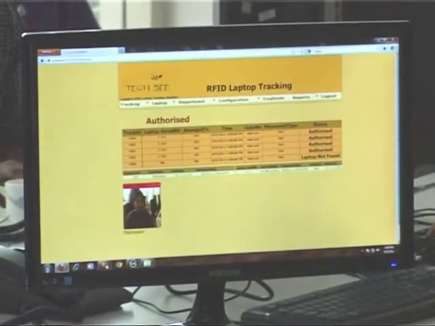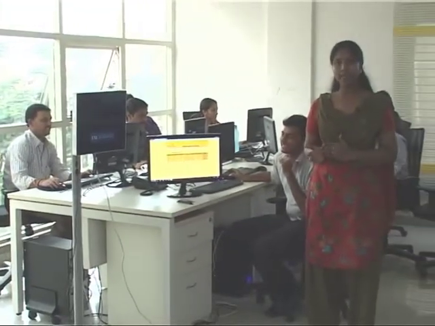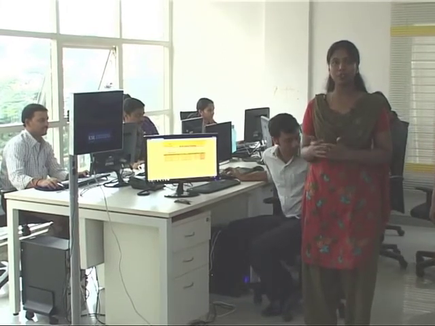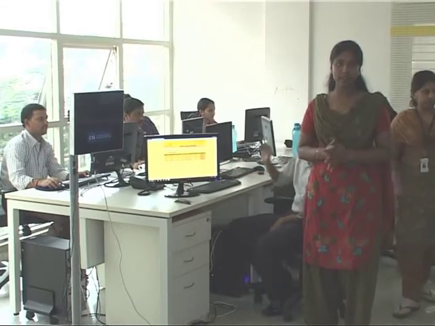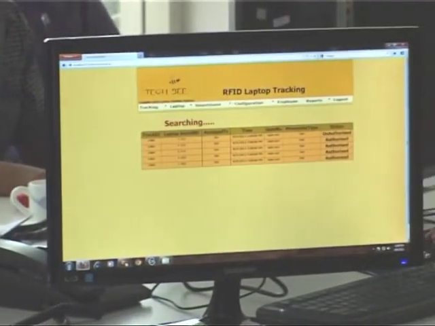From this backend software, we'll get details like who has carried the laptop and what time the laptop has been carried. Both the in time as well as the out time when the laptop has come into the organization and has moved out of the organization is available in the database. So at the end of every month, reports are available.